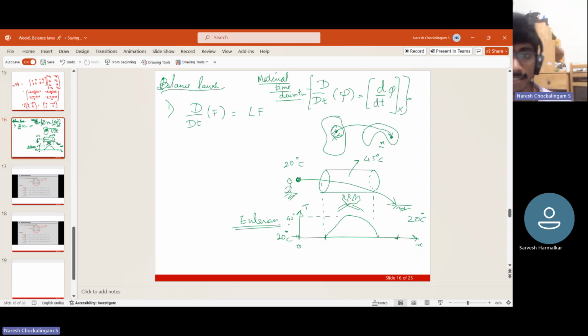This is the Eulerian description. You look at the space, you take a snapshot, and this can be at any time, say t greater than 0. So you look at the entire scene, you take a snapshot of the scene at any instant, and you look at how the field is varying. So how the temperature field is varying with x and y. So this is the Eulerian description.